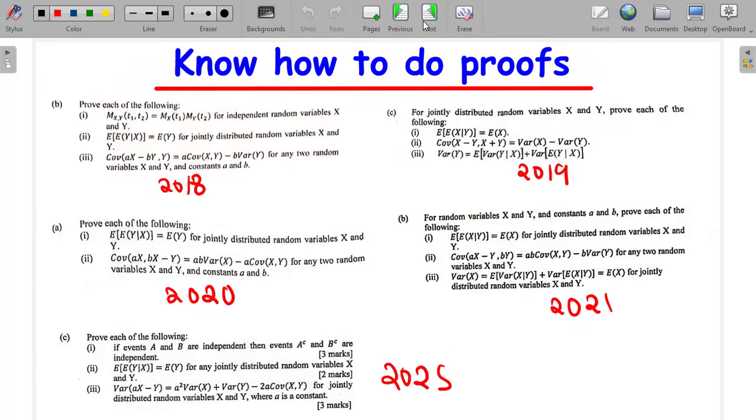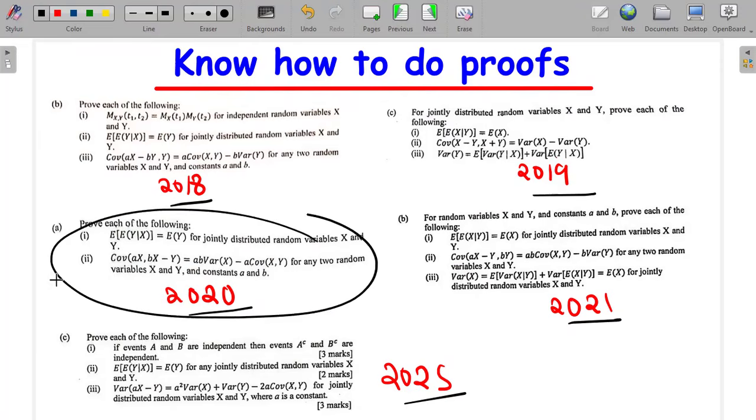Number two that you need to do is know how to do proofs. In this course, there are what we call proofs, so they'll ask you to prove a certain assumption. You can see this is the 2018 paper, 2019, 2020, 2021, 2025. But look at the proofs that are there. They are almost the same. In fact, some are the same, some are almost similar.